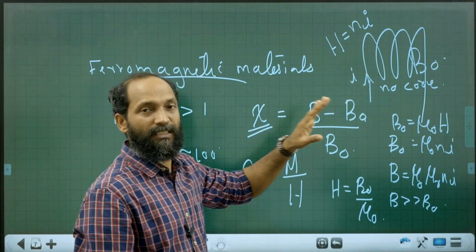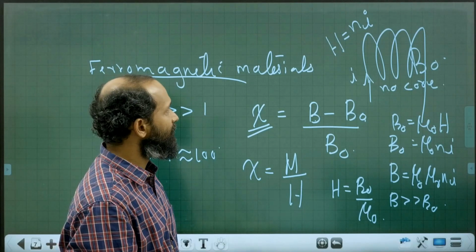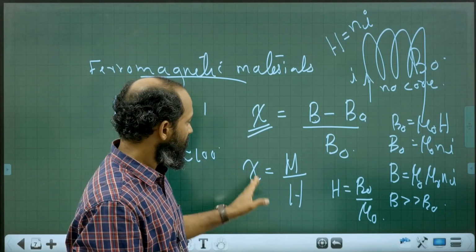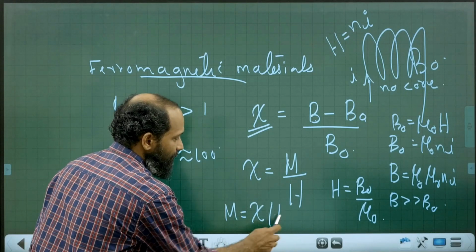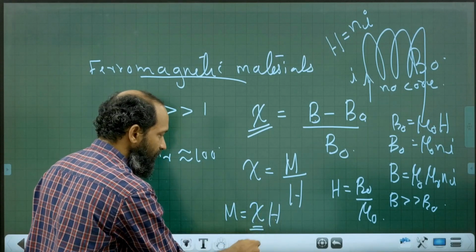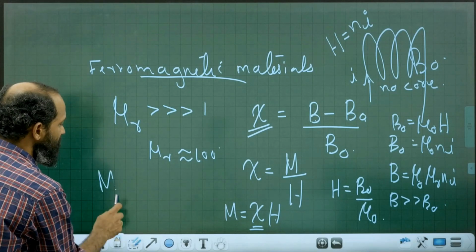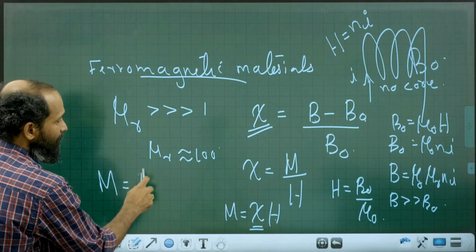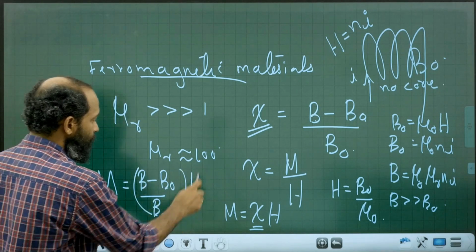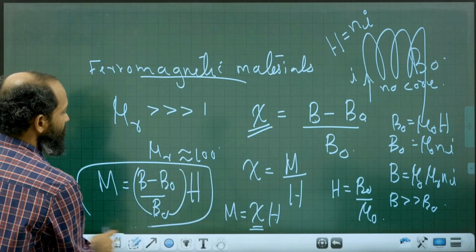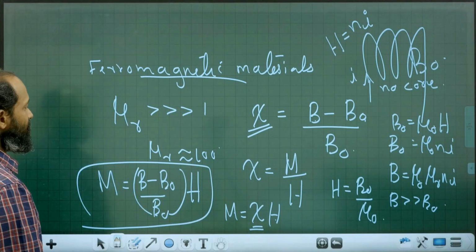That is important. That is from the NCERT solved exercise. It is mentioned, so it's important. Chi equal to M by H. So M can be written as chi H. Susceptibility may be given. H may be given. You can find out the magnetization M. Magnetization M is equal to B minus B0 by B0 into H. All these formulas are to be noted.